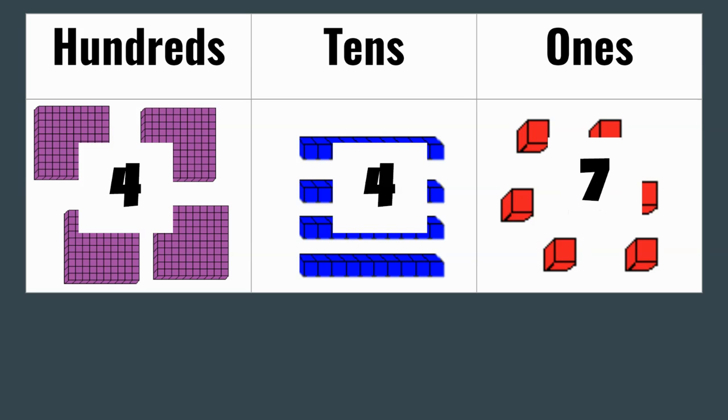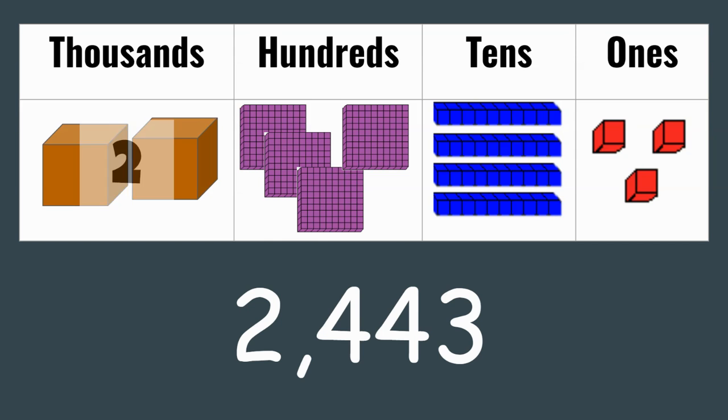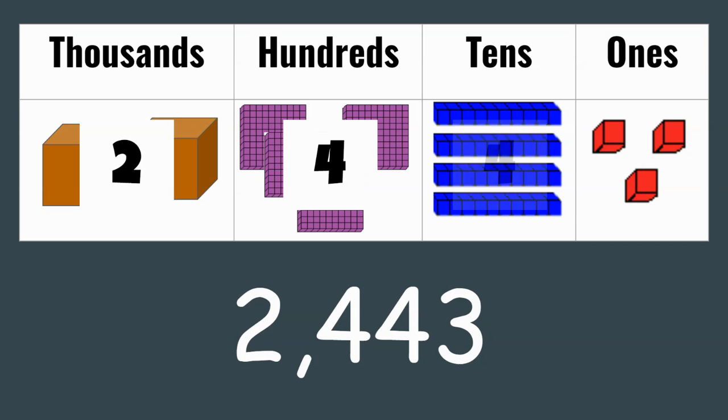You just have to combine the numbers together and you will form 447. How about this one? Again, you just have to count how many figures there are inside each column. In thousands, there are 2. In hundreds, there are 4. In tens, there are 4 also. And in ones, there are 3 ones. So the answer will be 2,443.